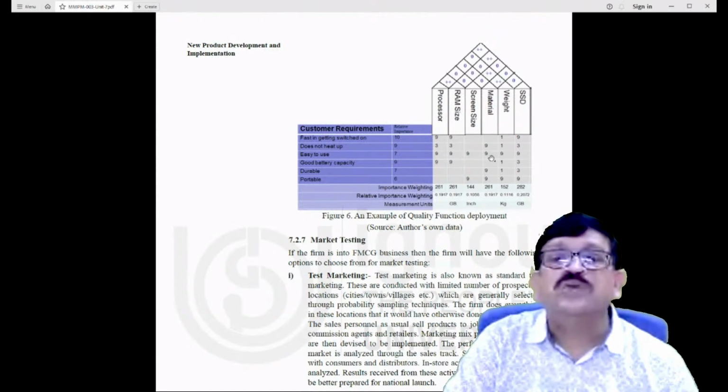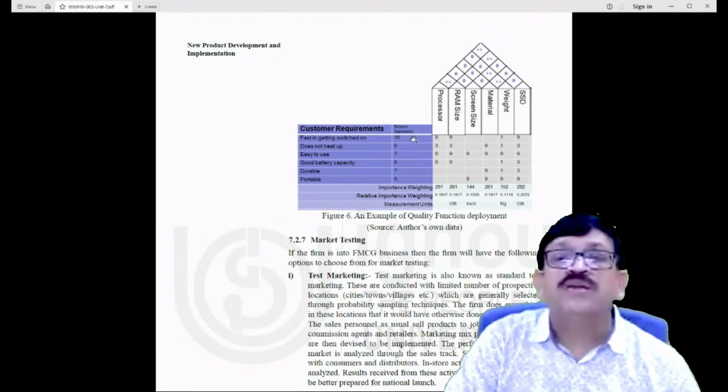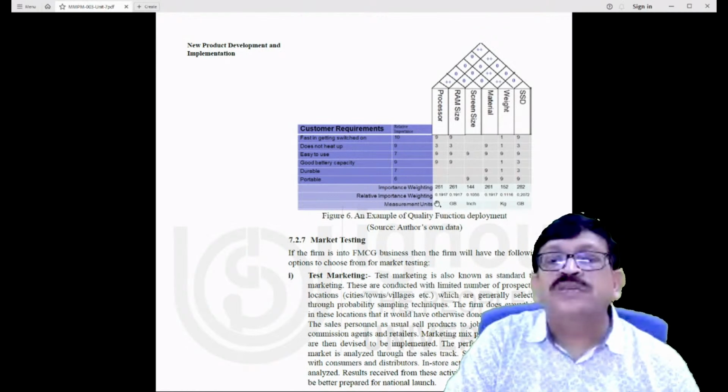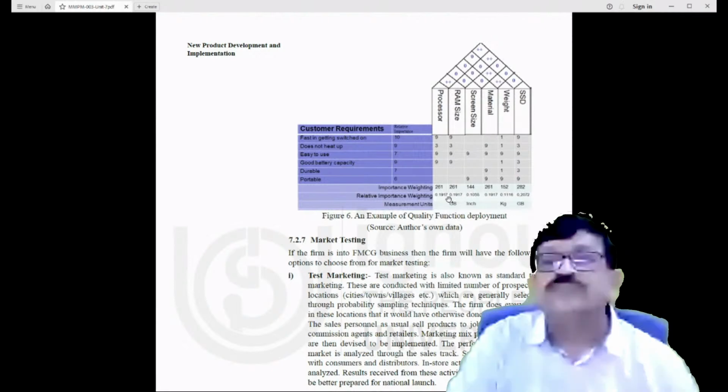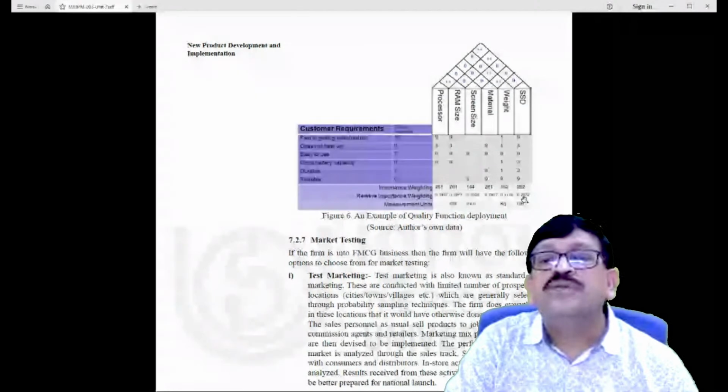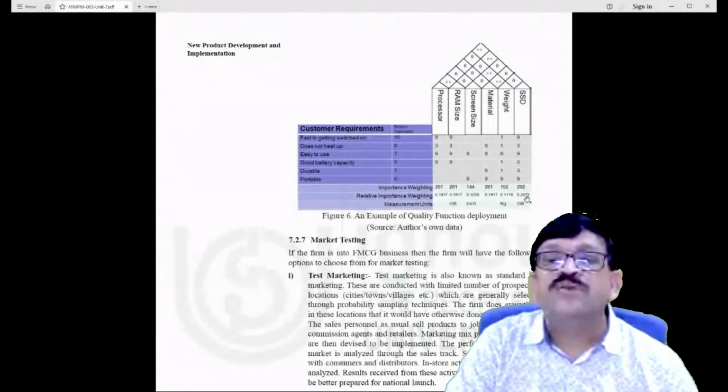9, 1, 3, and so on, in terms of the importance rating across the relative importance. And you'll find the relative importance weightage is calculated by dividing this by the total number of weightage which is there. And you will see the weightage here is like this. For example, the relative importance of this is very, very high, SST, in terms of the kind of storage space is very, very important for the customer.